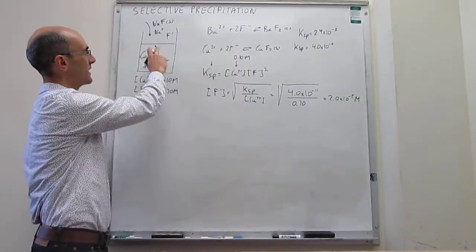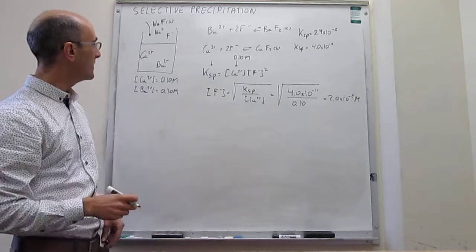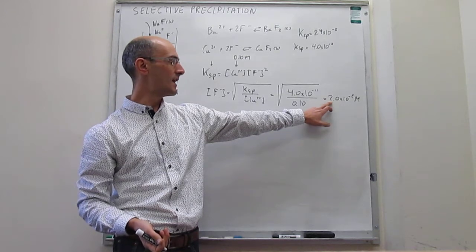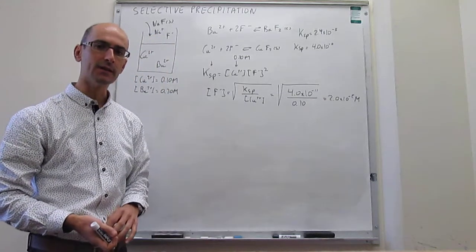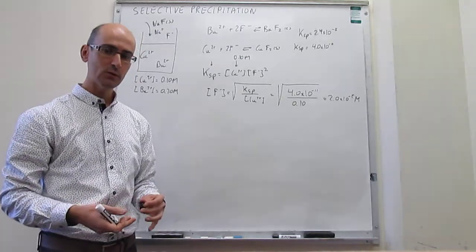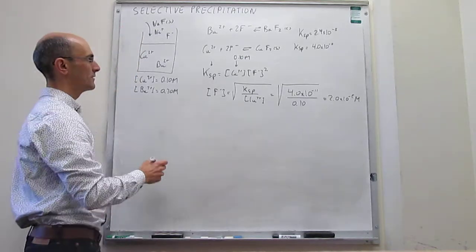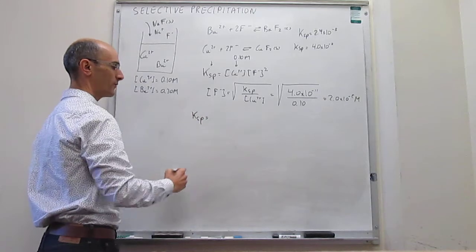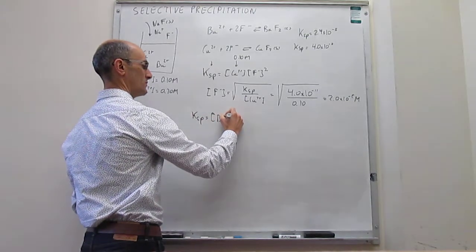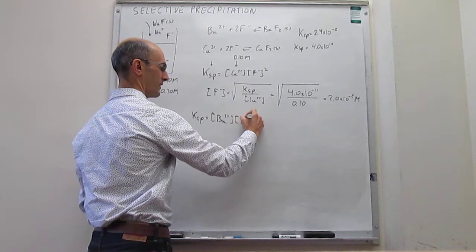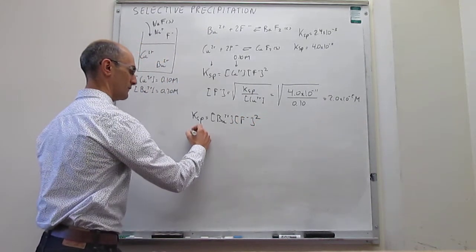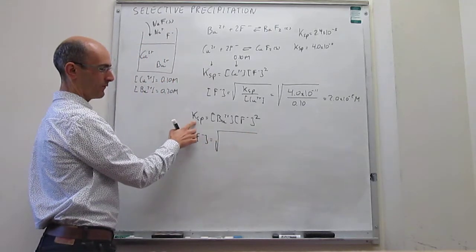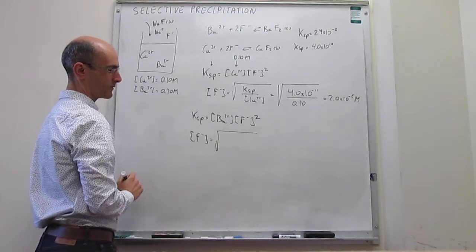Here you're going to be adding solid sodium fluoride, and the moment that you get a concentration of fluoride ions larger than 2.0 times 10 to the minus 5, you will start to see calcium fluoride precipitation. Let's do the same thing now for barium fluoride. You would do exactly the same thing. The solubility product of barium fluoride is the concentration of barium ions multiplied by the concentration of fluoride ions squared. Then you can solve for the concentration of fluoride ions as the square root of the solubility product for barium fluoride divided by the molar concentration of barium.